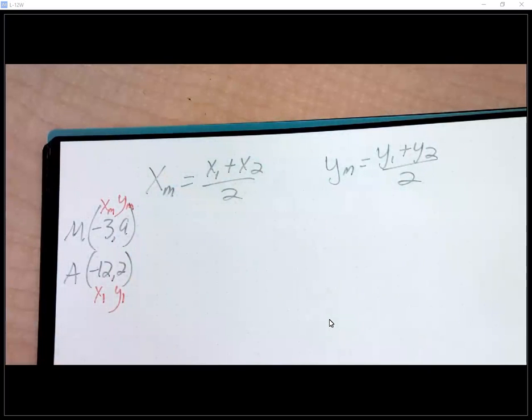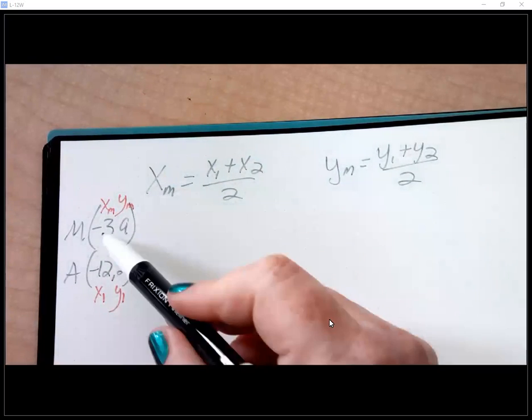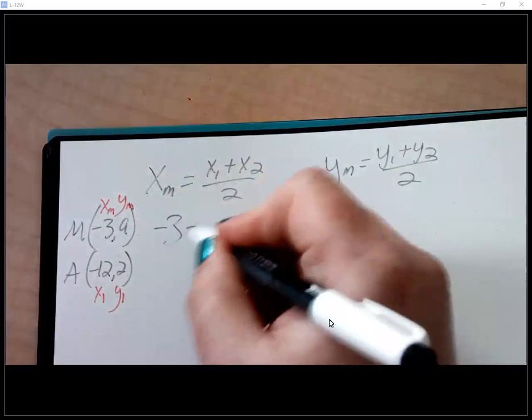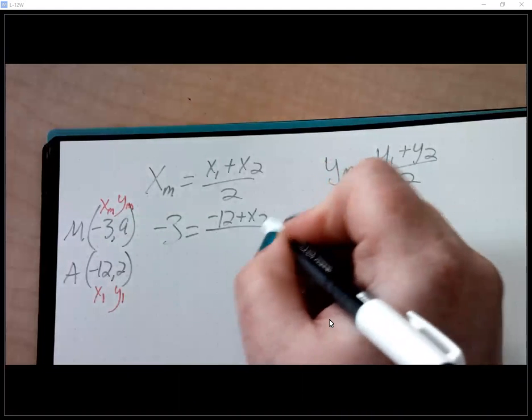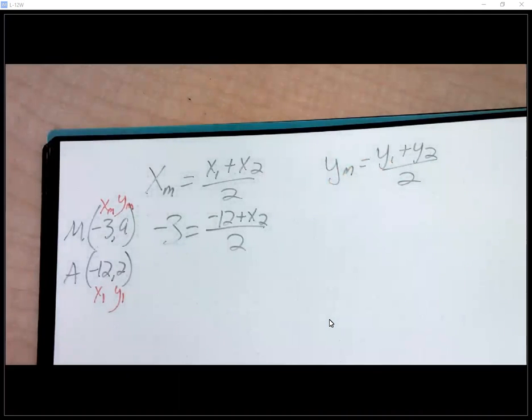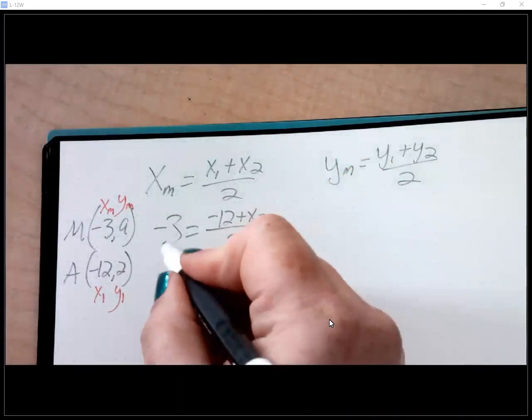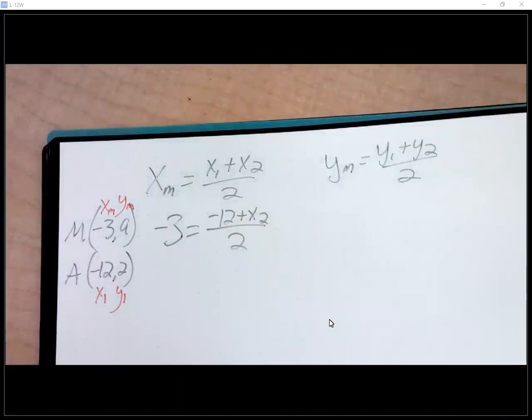So when I go to fill all this in, I just gotta make sure I'm putting everything in the right spot. X of the midpoint is -3. X1 is -12. I don't know what X2 is though. But can't you solve that equation now? Can't you solve that for X2? Go ahead.